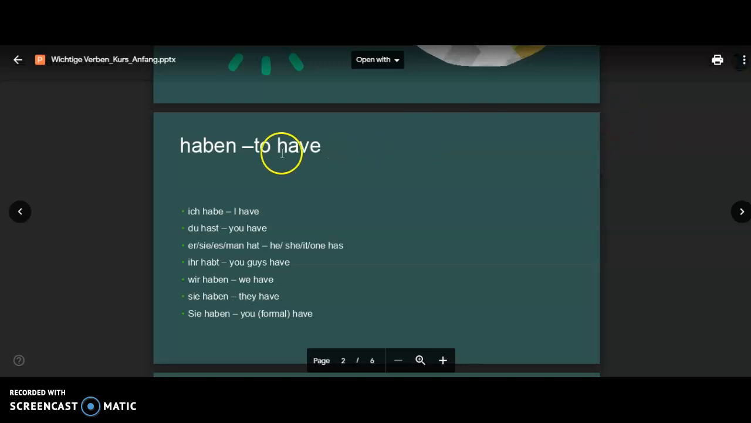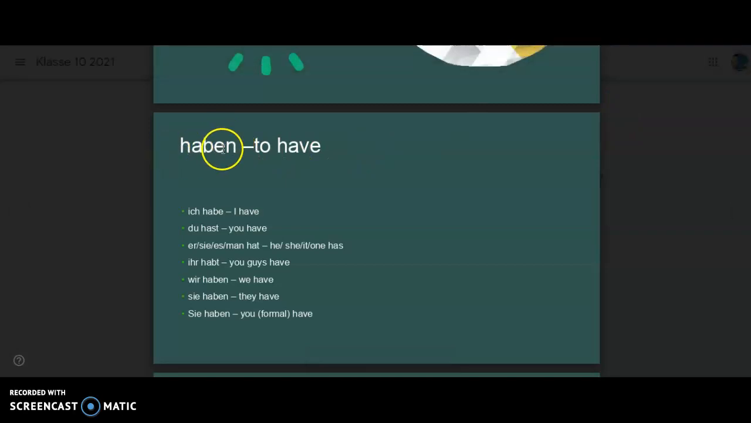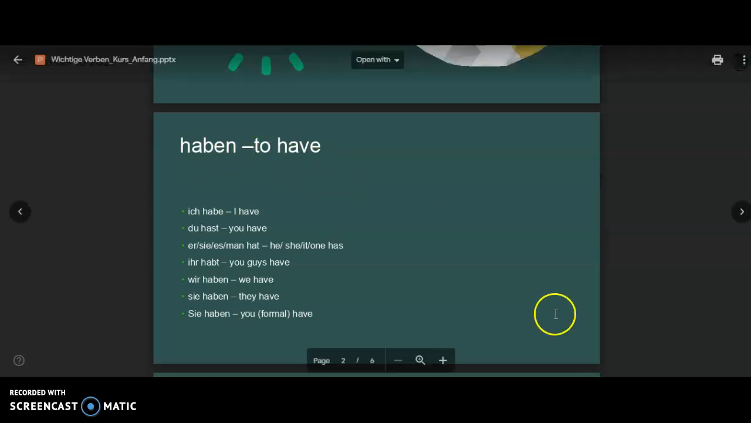If you have a look up here, haben, okay, that's what we call the infinitive. That is the verb as you see it in the dictionary. So when you write the English for it, always make sure you have to have. Yeah, not just have, but to have.